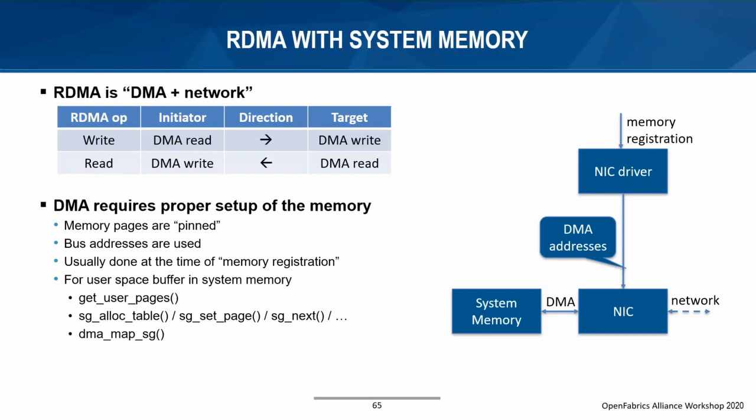For example, for a user space buffer located in system memory, the memory pinning is usually done by the function called get_user_pages. To get the DMA address, the kernel function dma_map_sg and its family, there are many similar functions, are used to translate the page structure into the bus address.